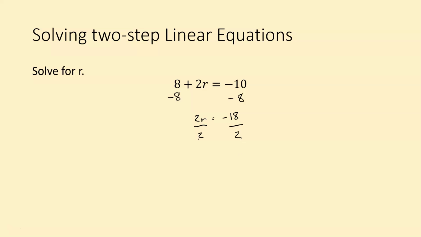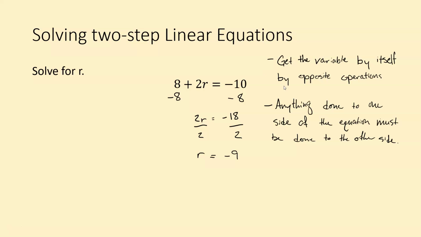2 divided by 2 is just 1. So we could say 1r, which is the same as just r, equals negative 18 divided by 2, which is negative 9. So in this case, r equals negative 9. Make sure you have this example written in your notes.